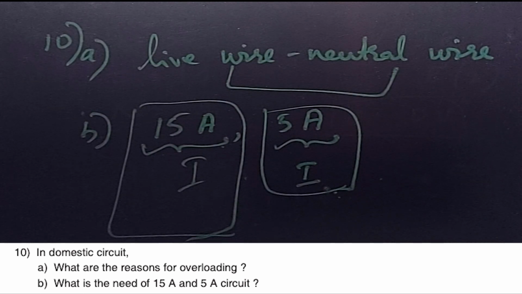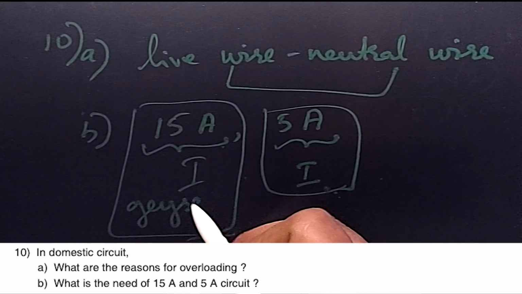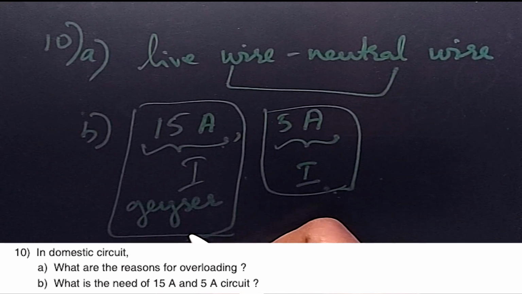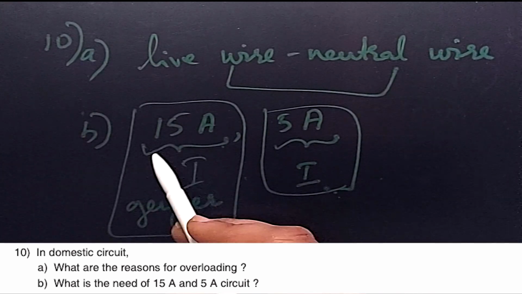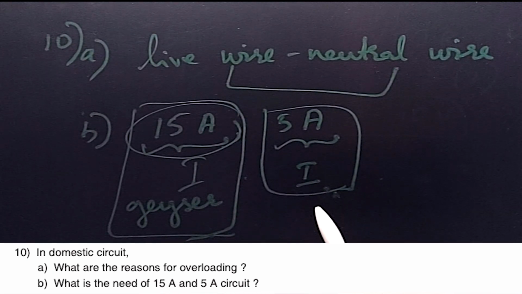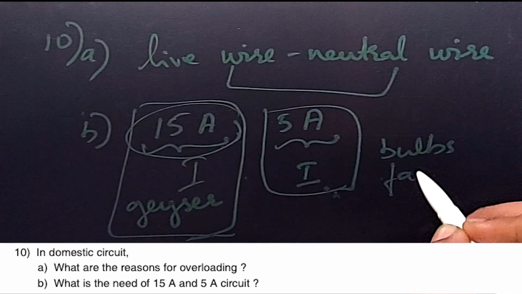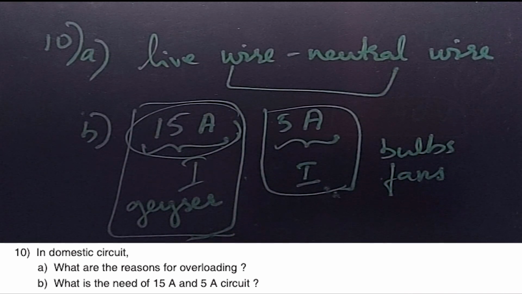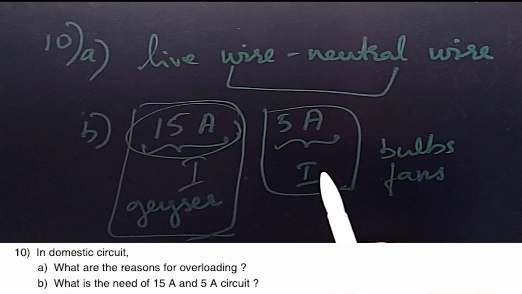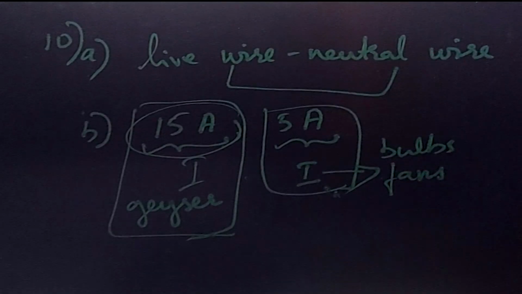That is, the appliances with high power ratings such as geyser, air coolers, etc. They all need more current. They need 15 amperes, whereas appliances like bulbs, fans, they need less power, they consume less power. As a result, current is also needed in less quantity. They need 5 ampere.